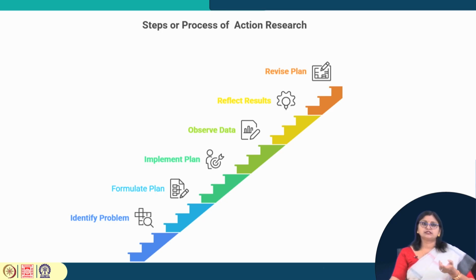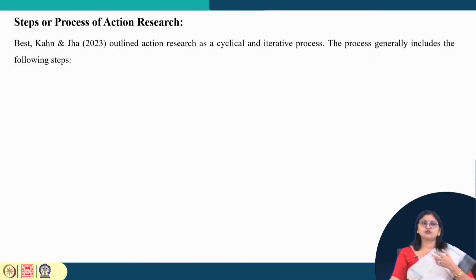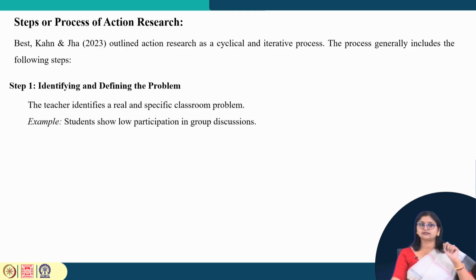So, these are the steps. We will go one by one. Based on this, it is outlined that action research is a cyclic and iterative process. It means it is an ongoing process continually running in our institutions, where the process generally includes the following steps.